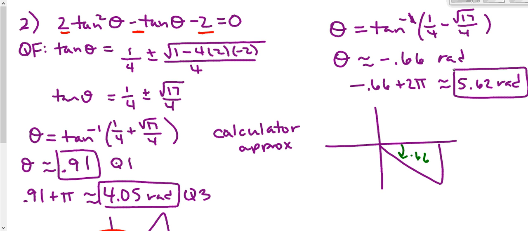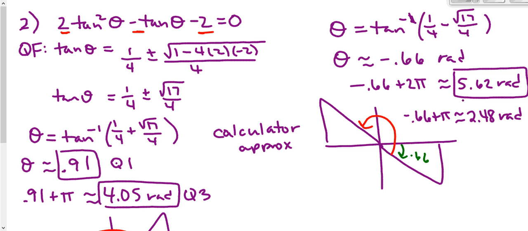And then for our quadrant 2 answer, it's just half a circle away from that. So take the original negative 0.66 and add pi to it for adding half a circle. And you get approximately 2.48 radians. So we have our 4 answers. All 4 were approximate answers. Okay, let's move on to number 3.